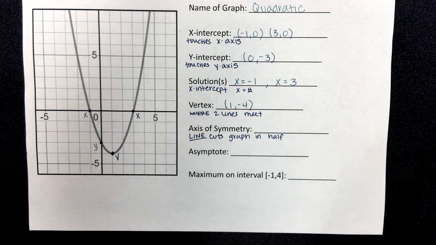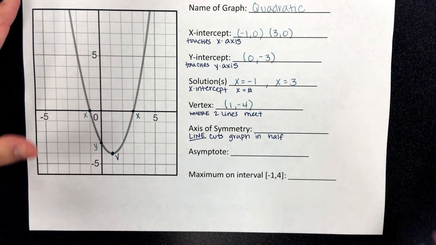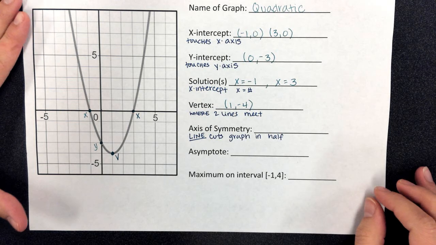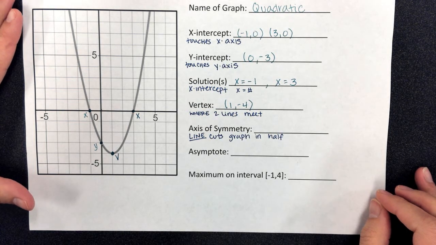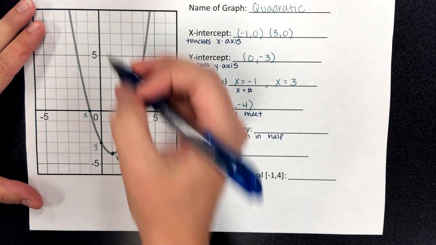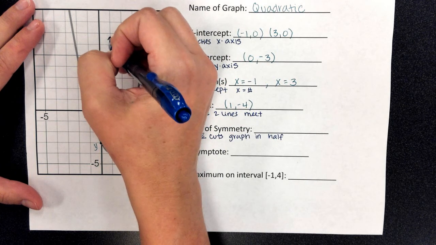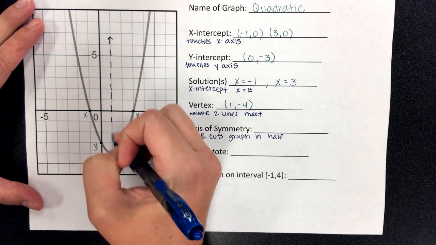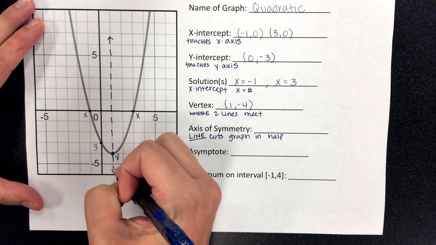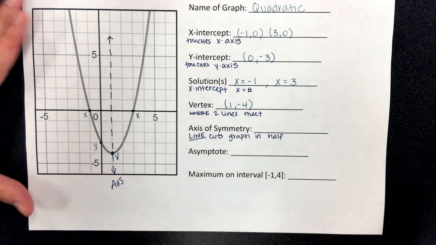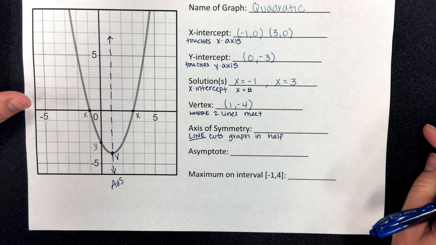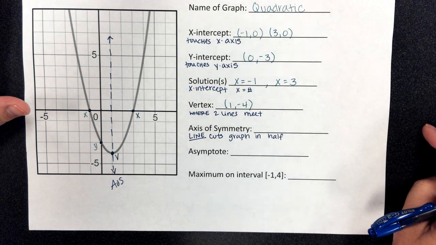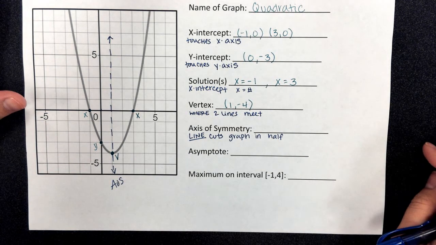Okay? So if I want to cut my graph in half, what point does it have to cross through? The vertex. So watch here. I'm going to draw my axis of symmetry. It cuts through my vertex. What do you think happens if I have no vertex? Is there an axis of symmetry? No. Probably not.